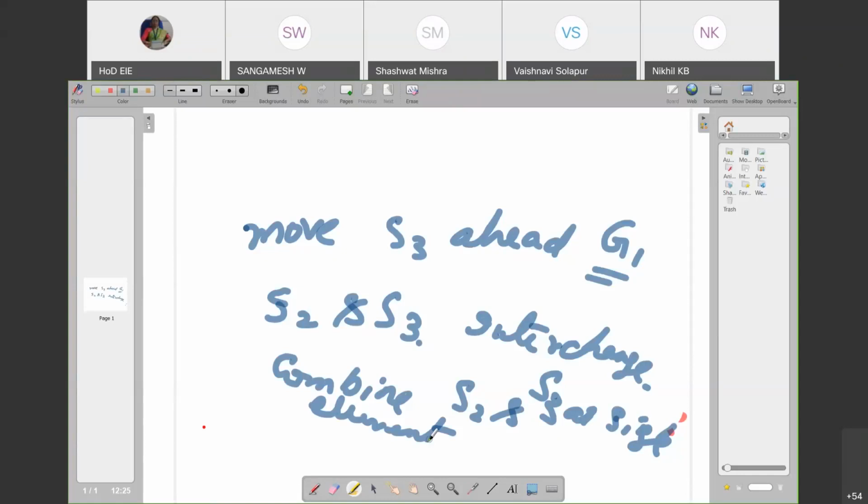Finally, you will be left with one summing element S1, which is having the cascaded elements in the forward path and in the feedback path the gain 1, and you have to simplify it. So the steps are: move S3 ahead of G1, then interchange S2 and S3. Combine S2 and S3 as one. You could see some forward element and one feedback element, simplify them. You can get rid of S3. Finally, you'll be having S1 with a forward element and with the feedback gain as 1. Simplify it, you'll be getting the gain. That is the process.